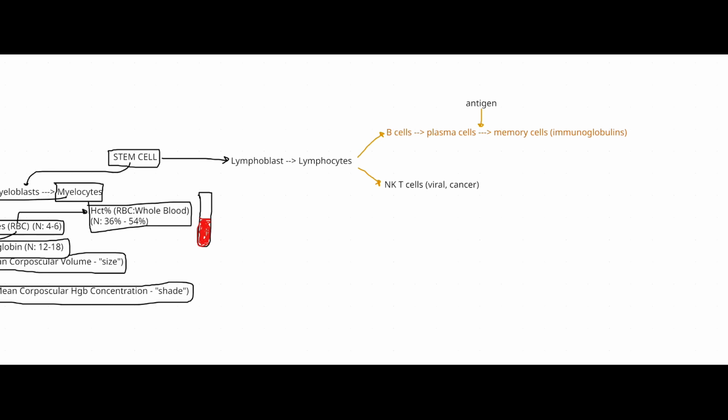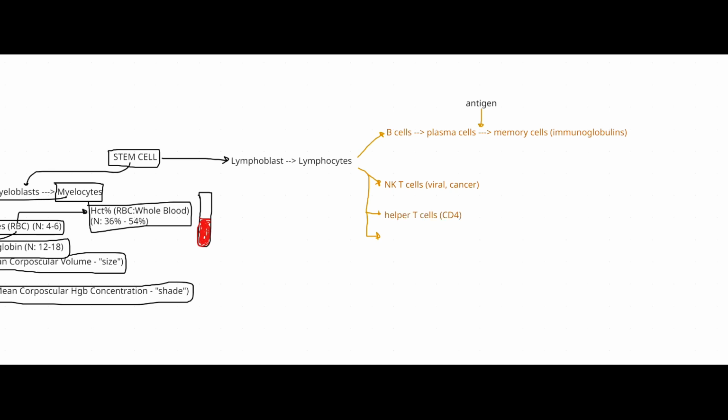The other types of T cells, there are two types of T cells, are your, anybody? Helper and? So your helper T cells, which are your CD4, and your, anybody know? Suppressor.